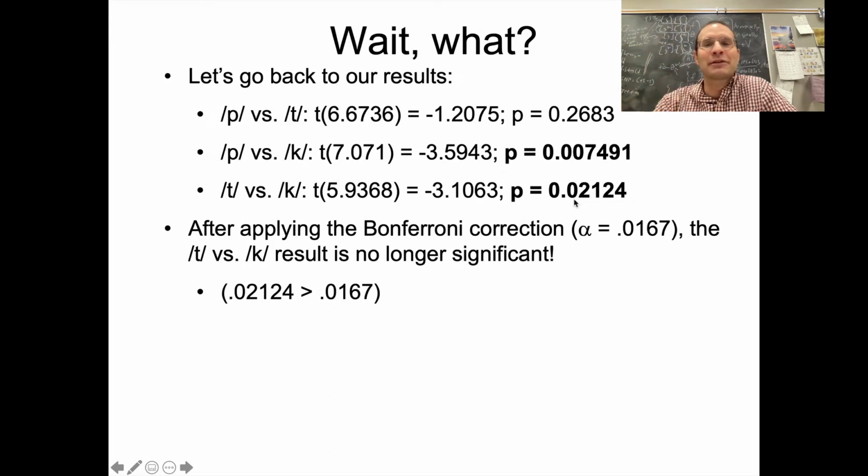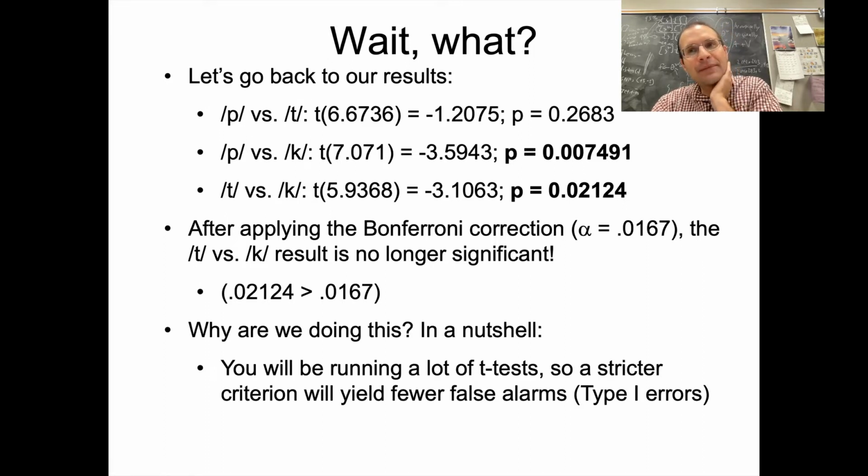You already set the bar before you try to get your test to jump over it. And in this case, the T versus K result is no longer significant. So you wouldn't say that it's significant when you're reporting the results for that reason, if this is the approach you took. So I'll mention, first of all, why are we doing this?